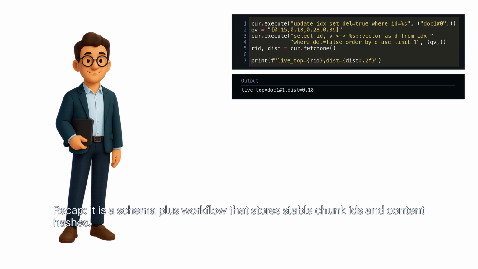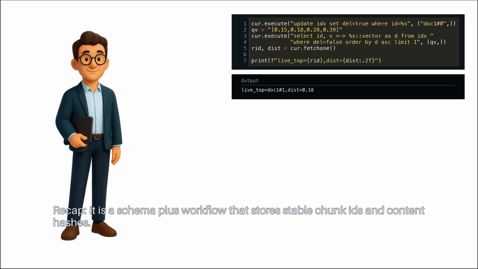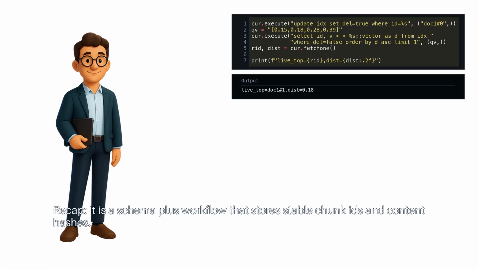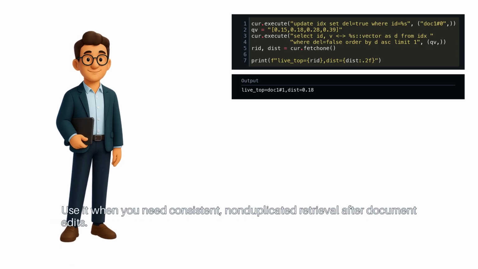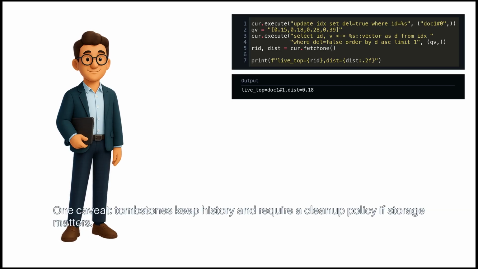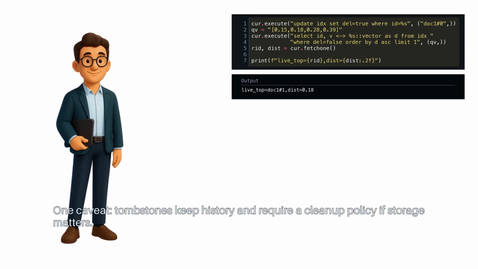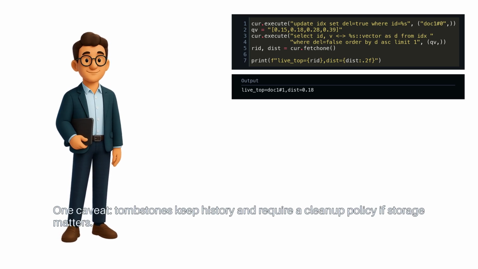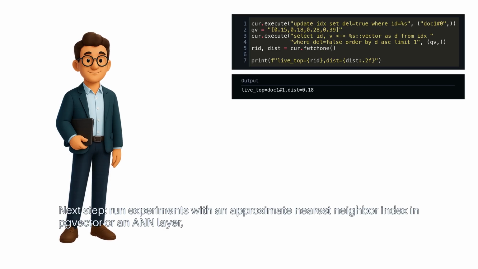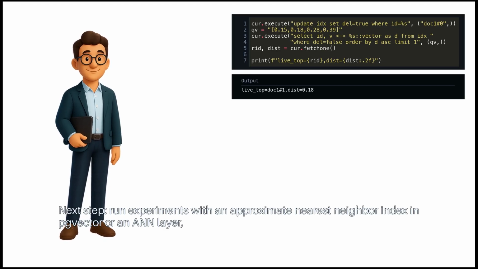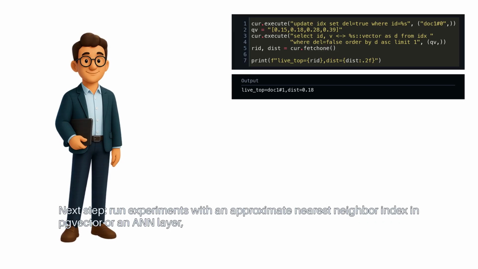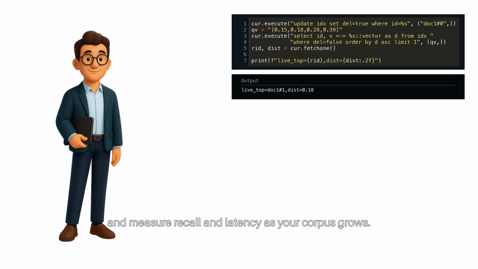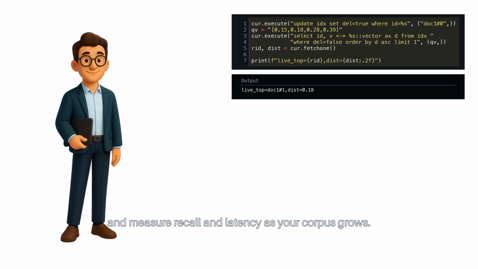Recap: it is a schema plus workflow that stores stable chunk IDs and content hashes. Use it when you need consistent, non-duplicated retrieval after document edits. One caveat: tombstones keep history and require a cleanup policy if storage matters. Next step: run experiments with an approximate nearest neighbor index in pgvector or an ANN layer, and measure recall and latency as your corpus grows.